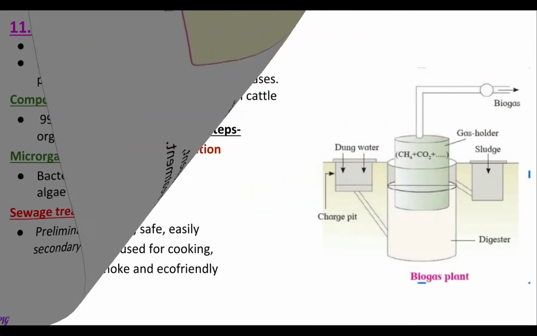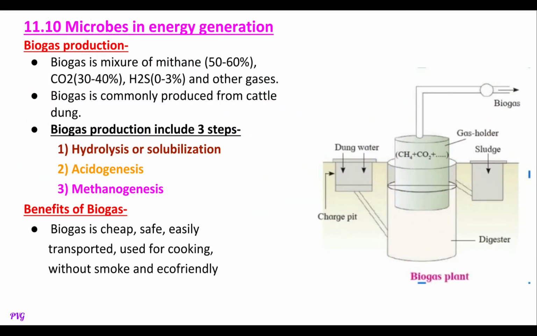Then next one is the microbes in energy generation. That energy generation is studied with the biogas production. Biogas is a mixture of methane 50 to 60%, then CO2 carbon dioxide 30 to 40% and H2S, about 3%, and other gases are also present.